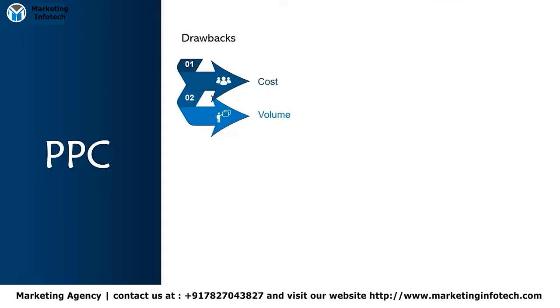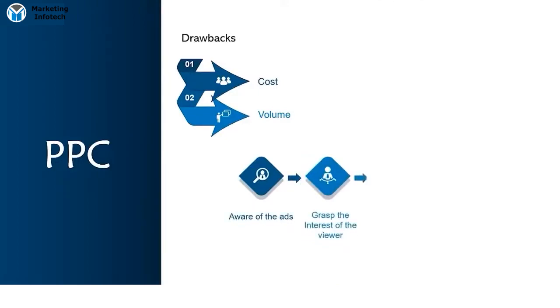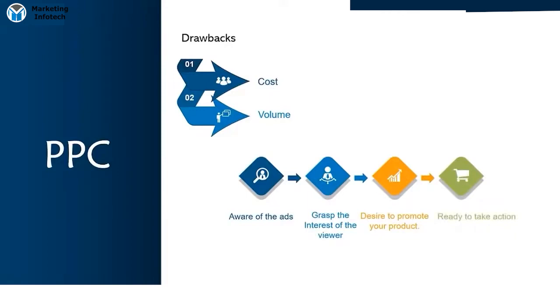Okay, so what sort of PPC ad should you go for? Are there any types or so on? The types of PPC ads completely depend on your marketing strategy and goals. So you should always be aware of the ads that you want to promote, grasp the interest of the viewer by making it more appealing, and have a desire to promote your product. This is a must, guys, because until and unless you like the product that you're promoting, nobody would actually go for it, right? And always be ready to take action on any of the activities that might lead to revenue generation. So you should be well aware of what you're doing.